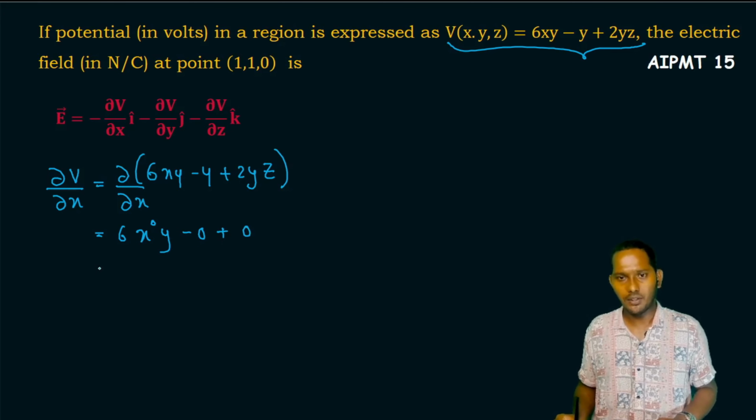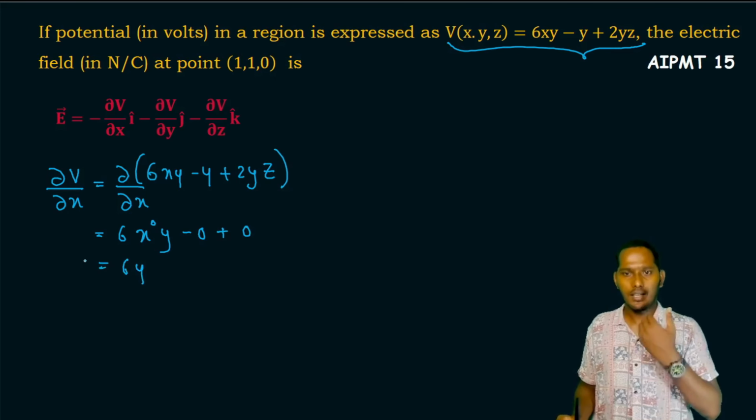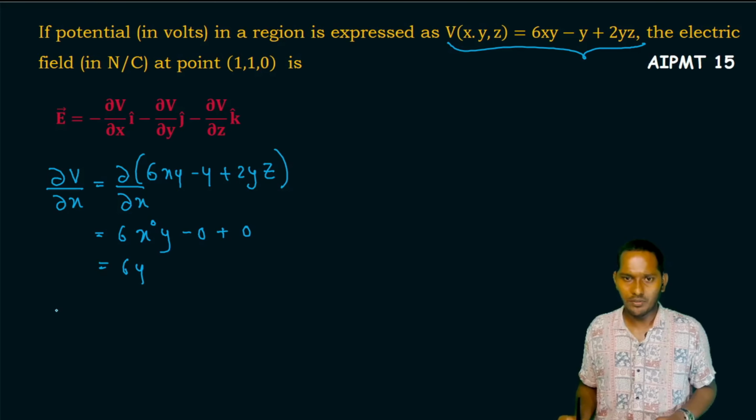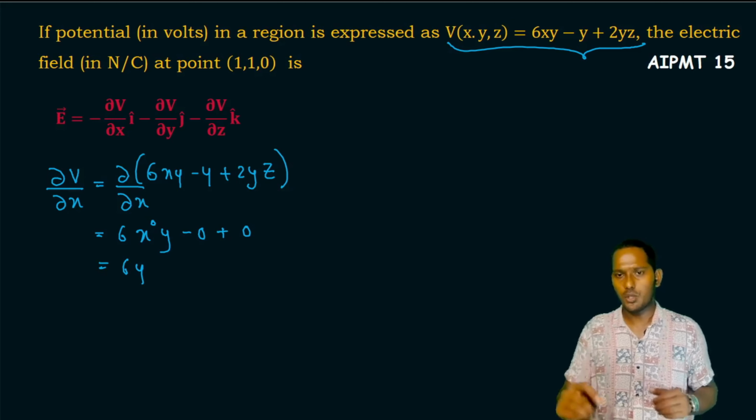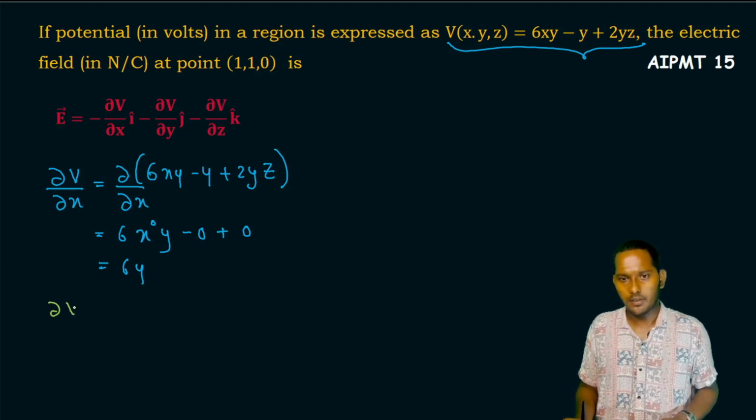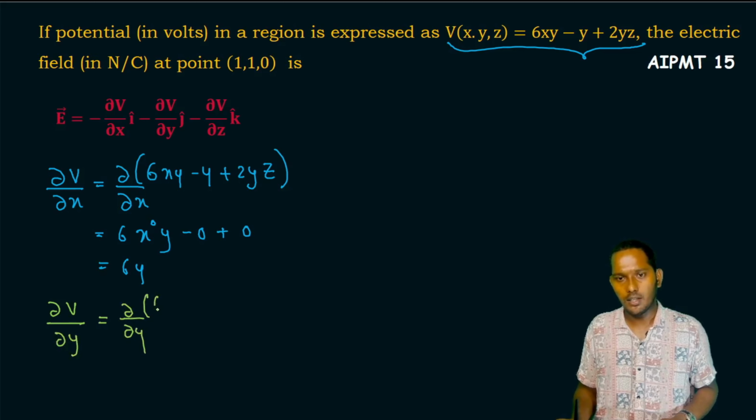So what I'm having here is just 6y. So that's the answer for this. Same way, students, let me also do it for the others as well, right? So when I take the partial derivative along the y, that will be dou by dou y. So again 6xy minus y plus 2yz, right?